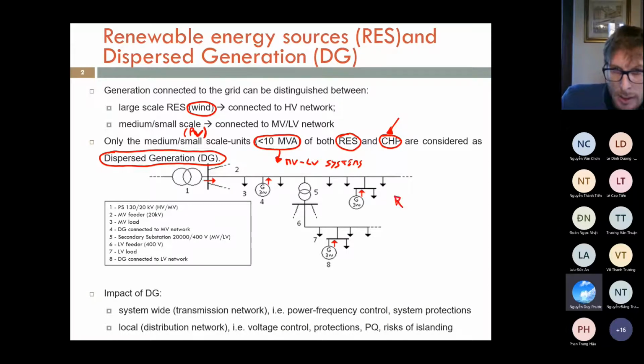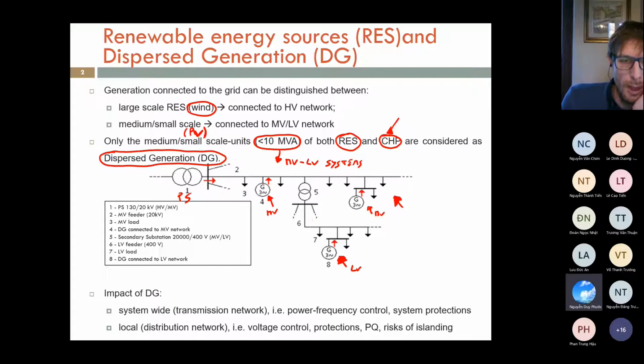Here you have the scheme of, basically, a primary substation. And here you have a scheme of a distribution network in which you see that you have some generators installed on the medium voltage side, but also on the low voltage side. So nowadays we are seeing the installation of many dispersed generators on medium voltage and low voltage networks.